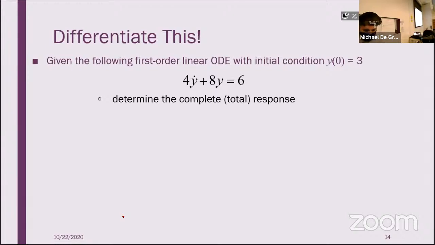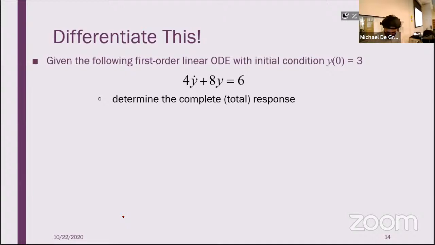So let's just do that. Let's do it. Let's do differential equations, guys. It's going to be awesome. Check it out. I got this first order differential equation here. 4y dot plus 8y is equal to 6. And I want the total response, right? So if I want the total response, what does that mean?